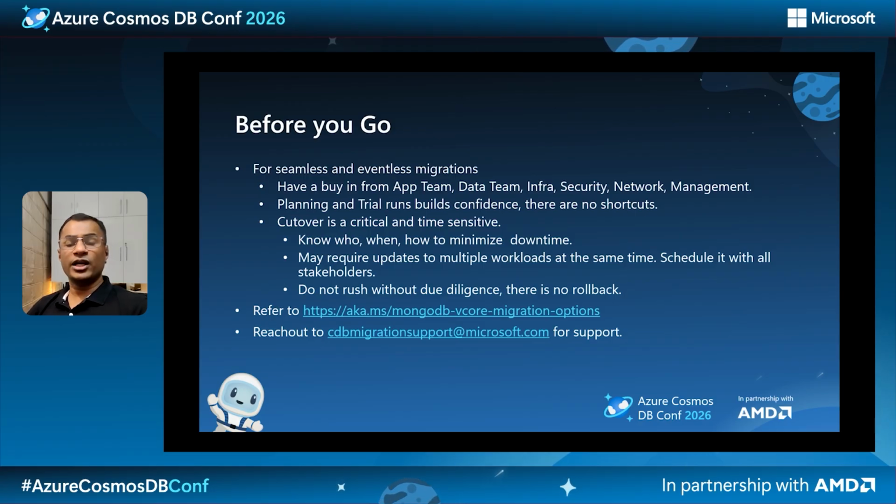Everything that I presented is also available on our docs. Go to AKMS MongoDB vCore migration options. And if you still need help, we are there to help you. Reach out to CDB migration support at Microsoft.com.